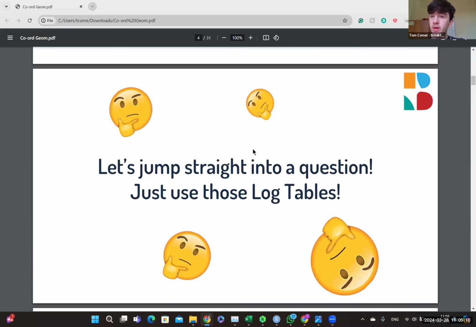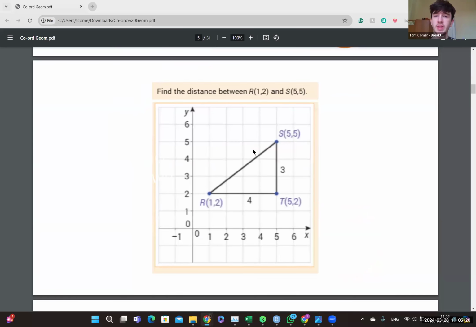Get used to using it. A lot of people might go into the exam, have not used their log table in months, and will get very stressed out, flicking to and fro through the log table, okay? So let's jump straight into the question, guys.